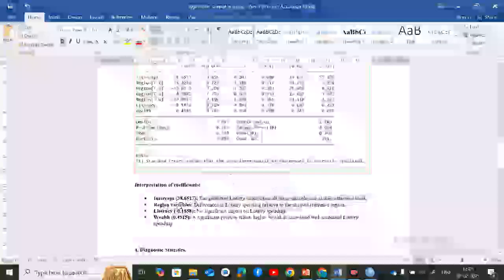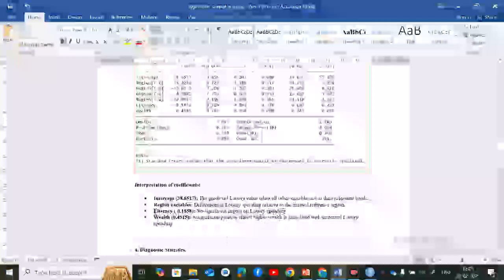Region variables show differences in lottery spending relative to the omitted reference region. The region variables, that is north, east, show the differences in lottery spending, how much they are spending. Let's say the north region is spending 30 crore, west is 40 or something. Literacy is one of the variables, with no significant impact on lottery spending.